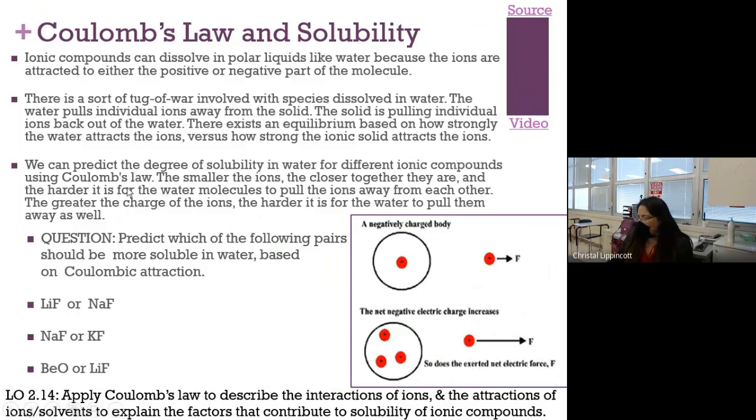The smaller the ions, the closer together they are, and the harder it is for the water molecules to pull the ions away from each other. The greater the charge on the ions, the harder it is for the water to pull them away as well. So predict which of these pairs would be more soluble in water based on these Coulombic attractions.